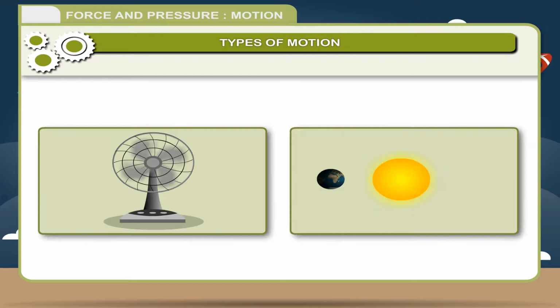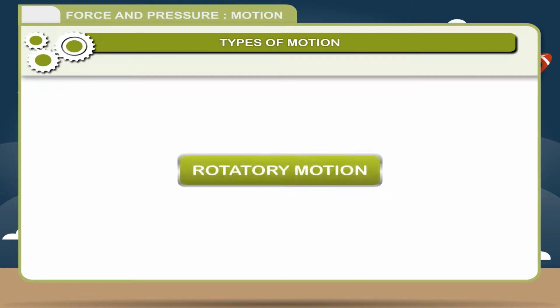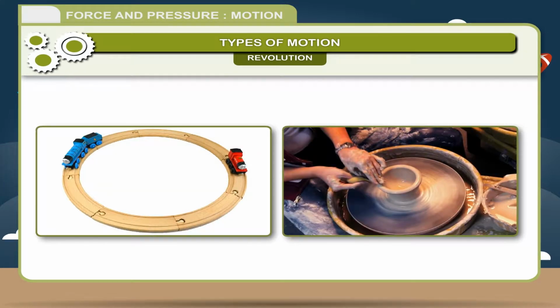Circulatory motion. When an object moves in a circular manner with respect to its own axis or around a fixed center, it is said to be in a circulatory motion. In these motions, the objects remain at the same distance from a fixed point, the center. Circular motion is of two types: rotatory motion and revolution. Rotatory motion. If a body moves around a fixed point or axis, called the axis of rotation, without changing its position, then its motion is called rotatory motion.